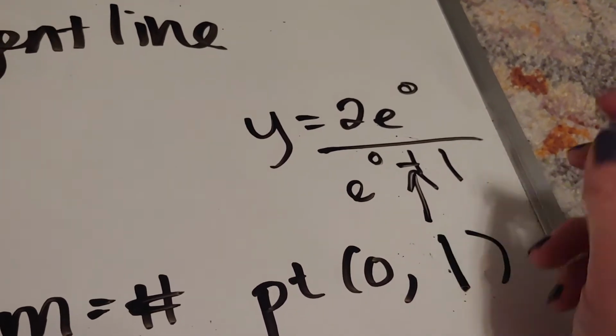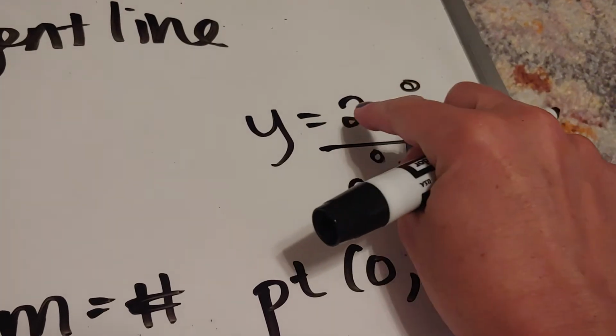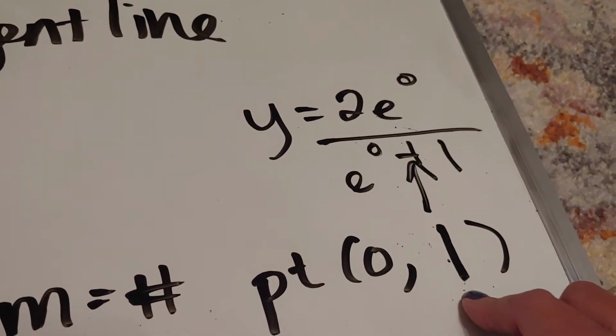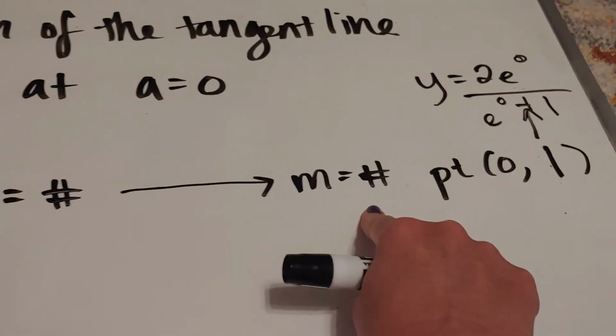Let's do that one more time. E to the 0 is 1. 1 times 2 is 2. 1 plus 1 is 2. 2 over 2 is 1. Okay, so that's my point. All right, well, let's go find that slope.